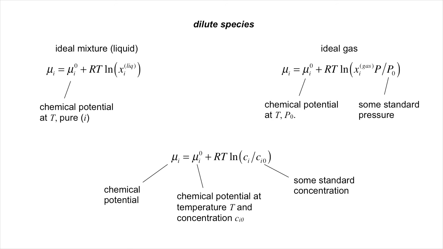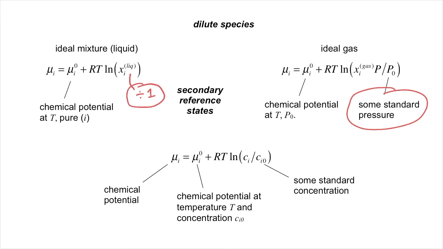Comparing this expression to the ones we derived previously for an ideal solution in the liquid or gas, we see a very similar dependence. In each case, we are describing chemical potential as a function of composition relative to some secondary reference state of composition. For ideal gases, the reference is usually some standard pressure, such as 1 atmosphere. For liquids, obeying the ideal mixture approximation, the reference is usually the pure species, where Xi equals 1. For dilute solutions, the standard concentration is usually chosen arbitrarily, but in some cases is set to a standard, such as 1 mole per kilogram of solvent.